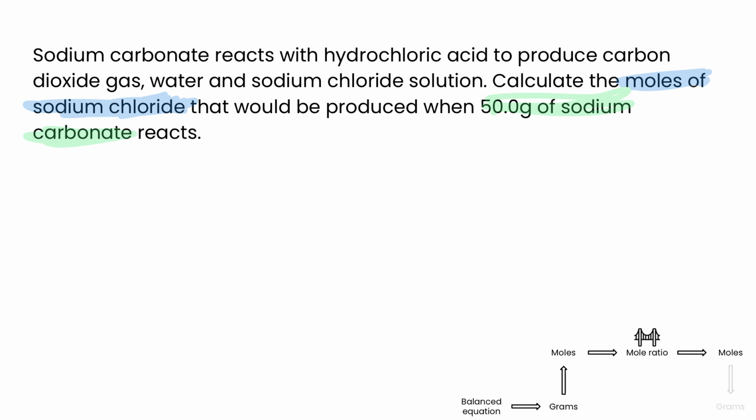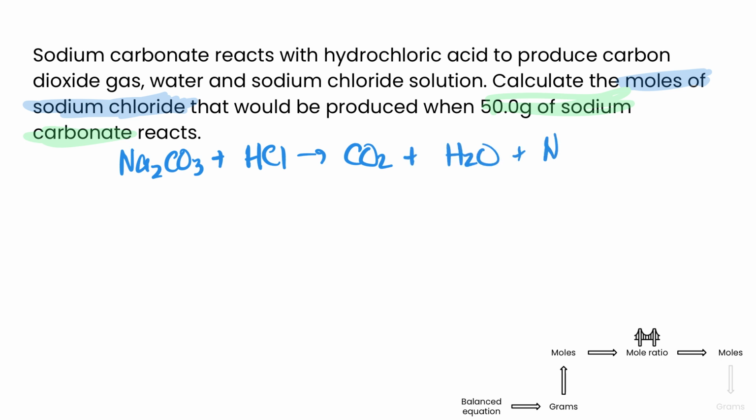Step 1 then of stoichiometry is always a balanced chemical equation. So sodium carbonate is Na2CO3, and that's going to react with hydrochloric acid, HCl. That's going to produce carbon dioxide gas, water, and a sodium chloride solution. And if we're going to balance that, we've got 2 Nas, so we need a 2 there, and then we need 2 HCls to go along with that. Okay, so we are balanced. That is step 1 taken care of.